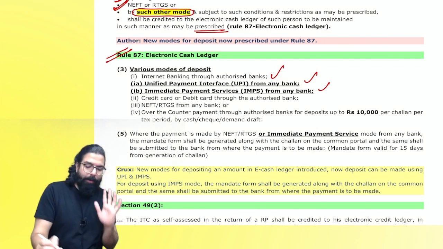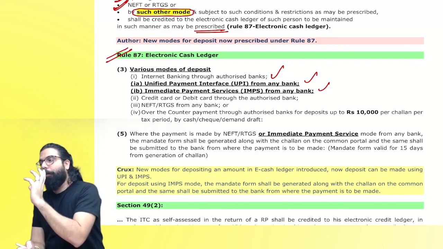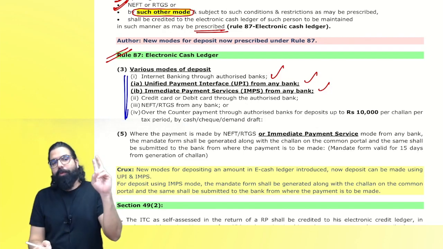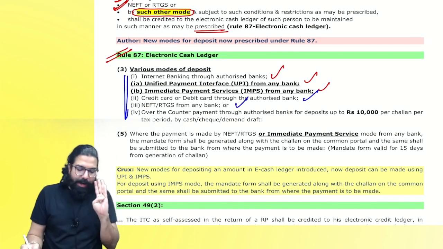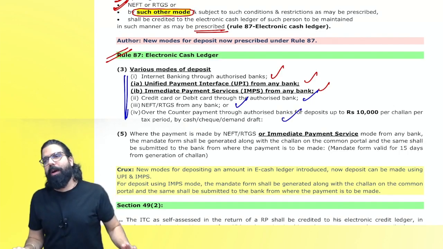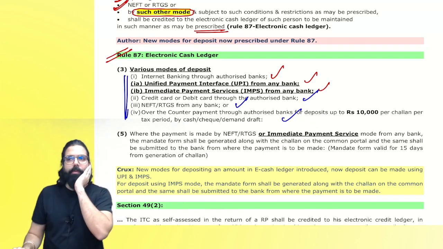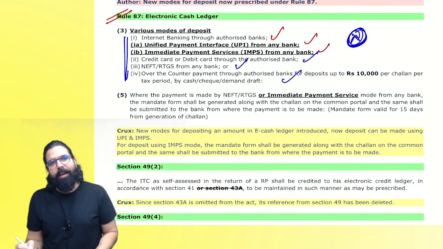So now remember for your exam, if they ask what are the modes of payment, you have to write all of this over here: net banking, UPI, IMPS, credit card, debit card, NEFT and RTGS. And over the counter, how much, everyone? 10,000 per tax period per challan. Can I go ahead, everyone? Remember this. UPI is also a mode which is allowed now.